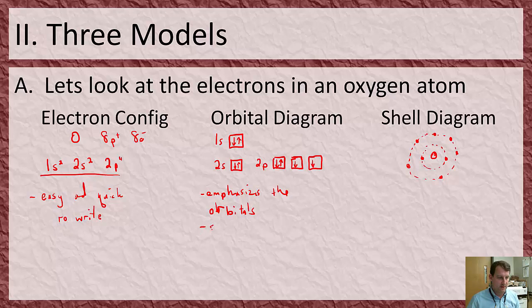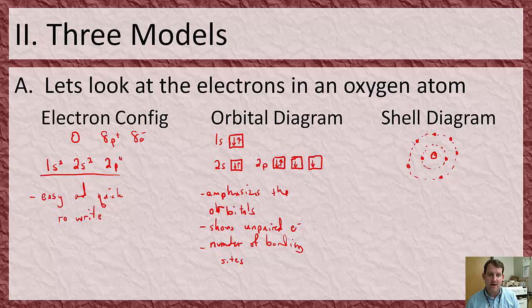So it also shows unpaired electrons, which also gives you some hints as to number of bonding sites. So we would say oxygen has 2 bonding sites. It'll create 2 bonds, either with 2 different things or a double bond with one thing.